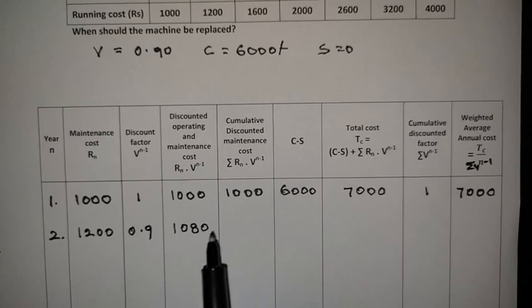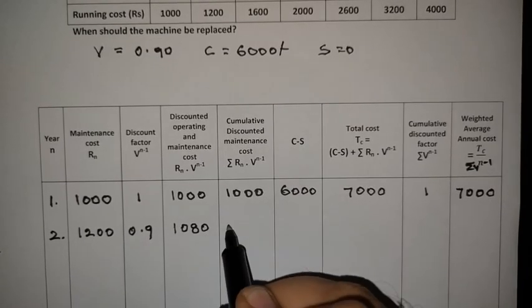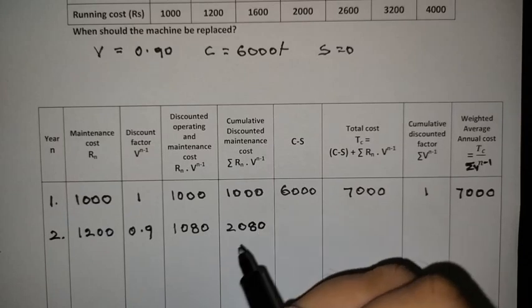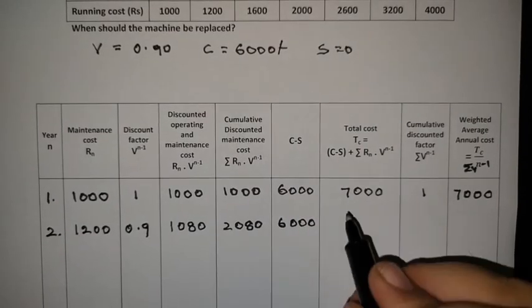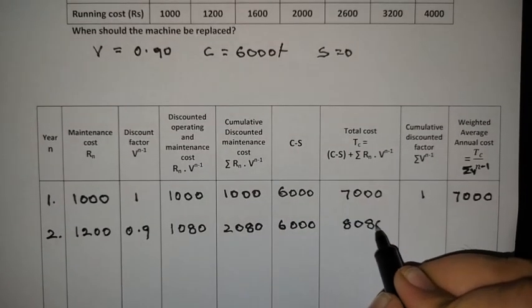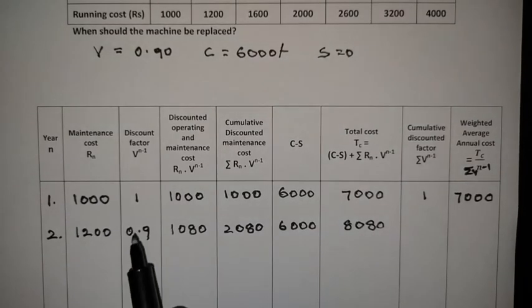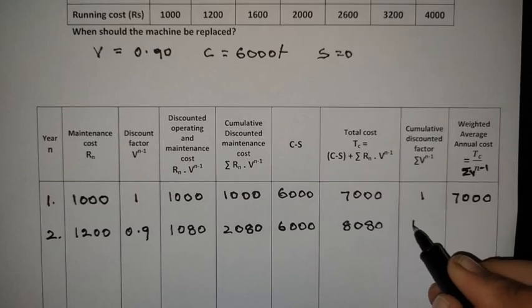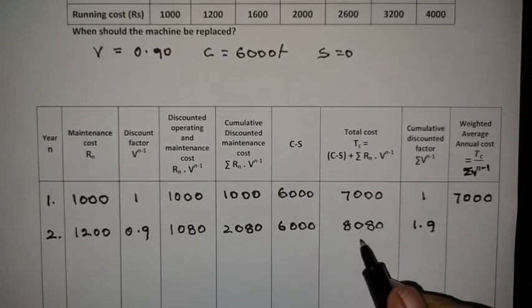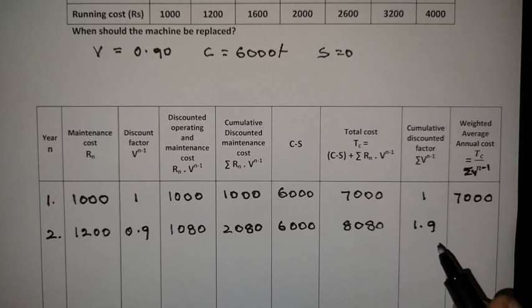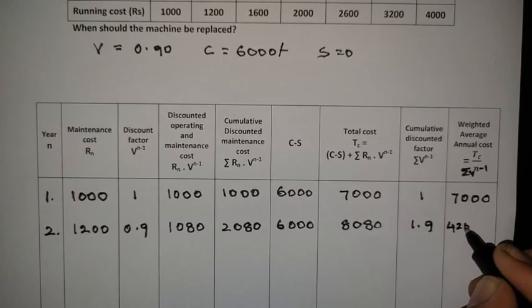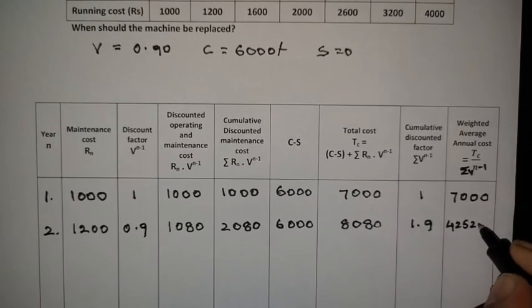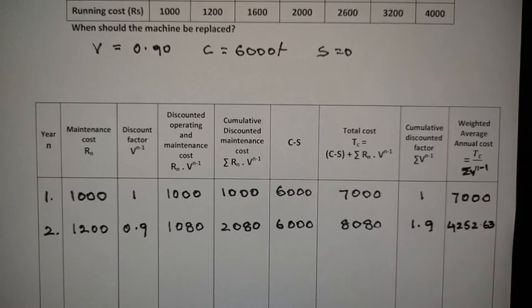Next, sigma value, that means 1000 plus 1080, you will get 2080. Next, C minus S value is 6,000. Add these two, then you will get 8080. Next, sigma v power n minus 1 means 0.9 plus 1, that is 1.9. Then calculate weighted average, 8080 by 1.9, then you will get 4252.63.